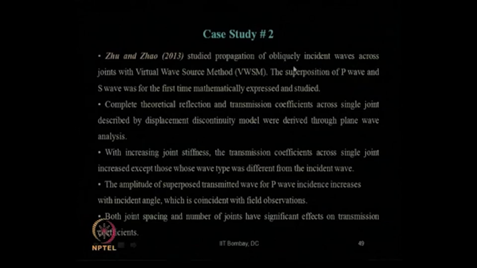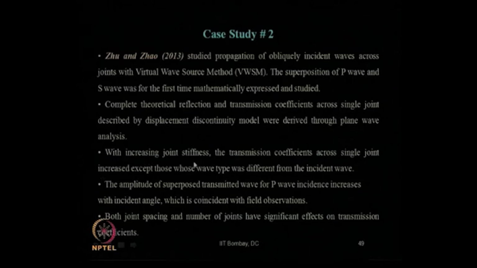That is, suppose any incident wave comes in an oblique direction, not as a vertical one, across a joint, when it is radiating from a joint, suppose it comes as an inclined or oblique incident wave. With the virtual wave source method, they have proposed the superposition of P wave and S wave. For the first time, they did it mathematically and expressed it in this study. They derived the complete theoretical reflection and transmission coefficients across the single joint described by the displacement discontinuity model.